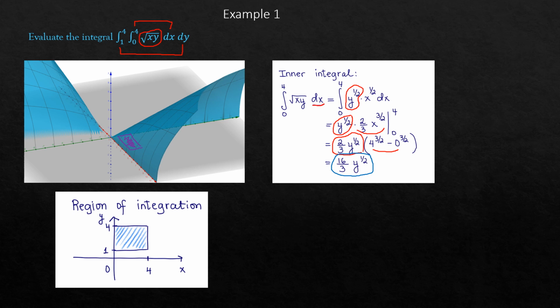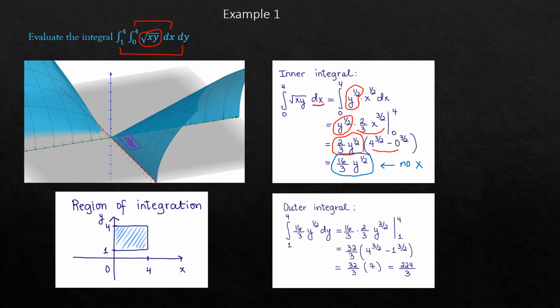Notice since we integrated with respect to x, once we do this, the answer over here should have no x. We integrated that variable out. There is no x here. That's one of the things that we should keep in mind as we go through this process. So that is the expression that we have left. And now the outer integral, that's just going to be a simple integral with respect to one variable, right?